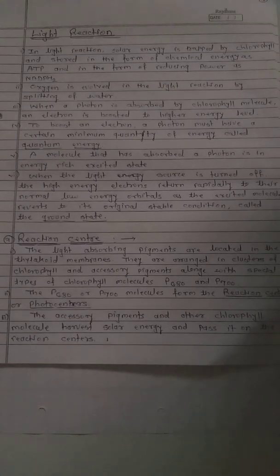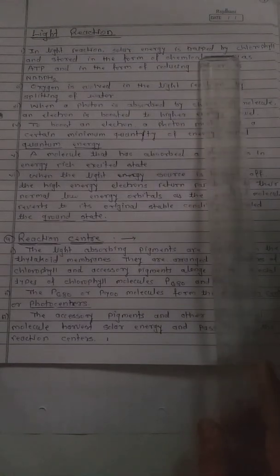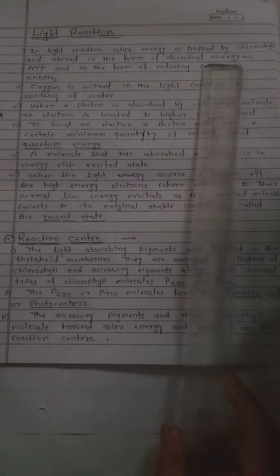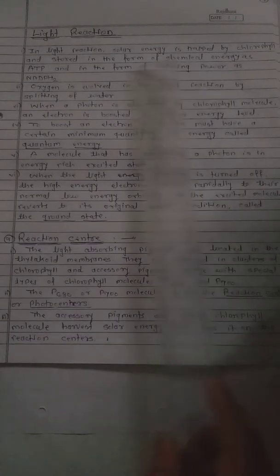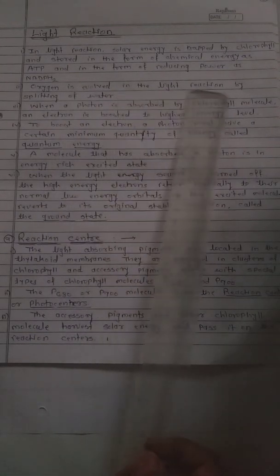Now, first we will see the light reaction. Light reaction means it takes place in presence of light. It is also called photochemical reaction or light reaction. In the light reaction, solar energy is trapped by chlorophyll and stored in the form of chemical energy as ATP and in the form of reducing power as NADPH2. Oxygen is evolved in the light reaction by splitting of water.